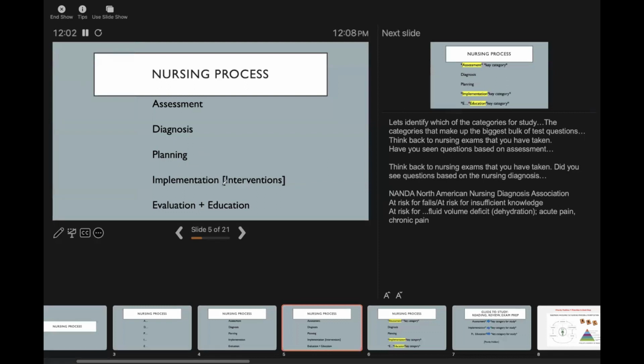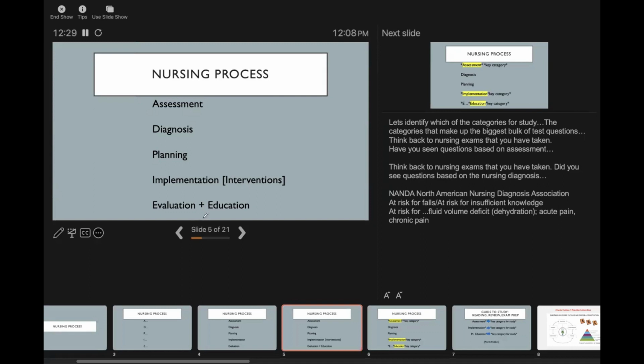And then what about this implementation phase? And I like to also call it interventions because it's all the things that we're going to do within our scope of care, within our scope of practice. So do you see very many questions about nursing interventions? Yeah. Yep. Yes, you will. You'll see a lot of questions.